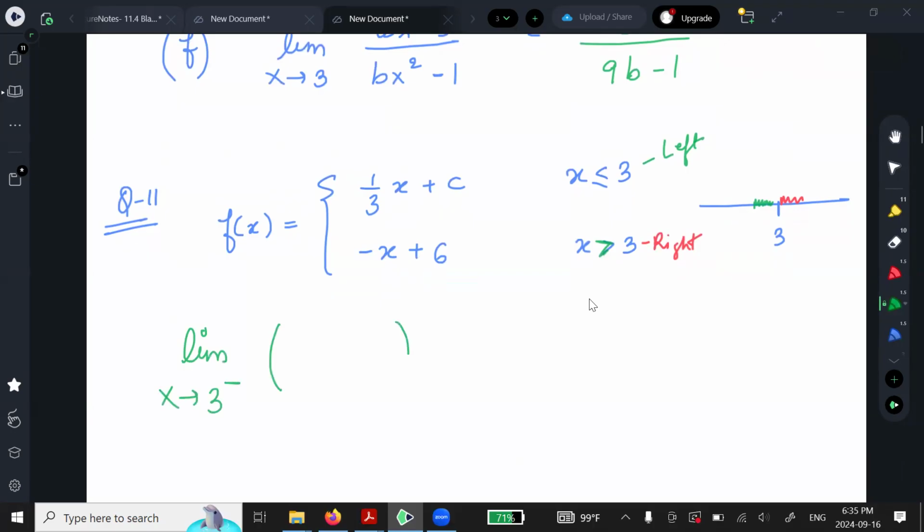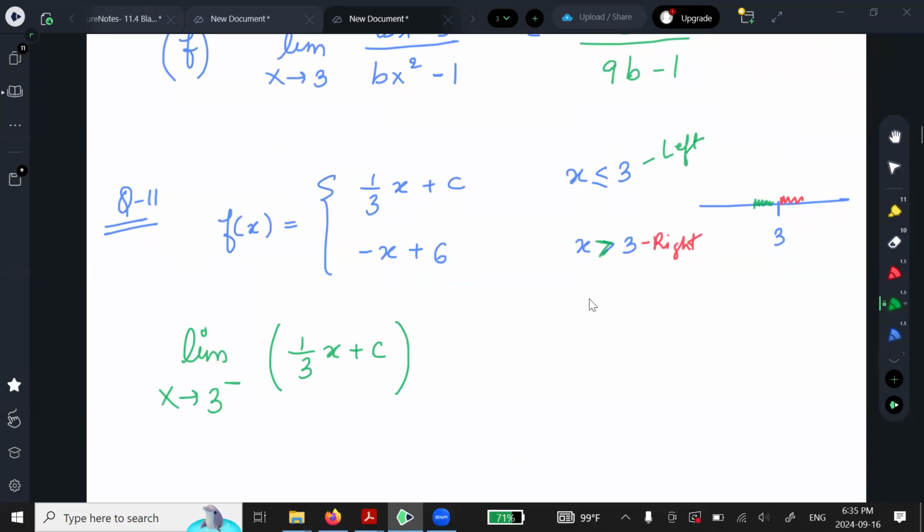Which function will you pick? How many go for top one? How many go for bottom one? Okay, good. How many want me to explain which one to pick?